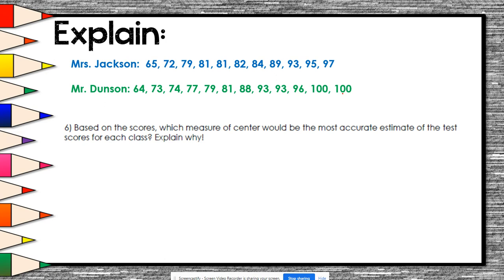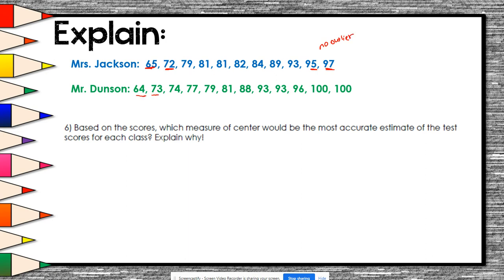Number 6 says, based on the score, which measure of center would be the most accurate estimate of the test scores for each class? Well, if there's no outlier in the data, and remember an outlier is a number that is much greater or much smaller than the rest of the numbers. So if I look at Miss Jackson, her smallest number is 65 and then it goes to 72. Well, 65 and 72 are pretty close, and her greatest number is 97 and then it goes to 95, and those are also very close. So I would say there's no outlier for Miss Jackson.